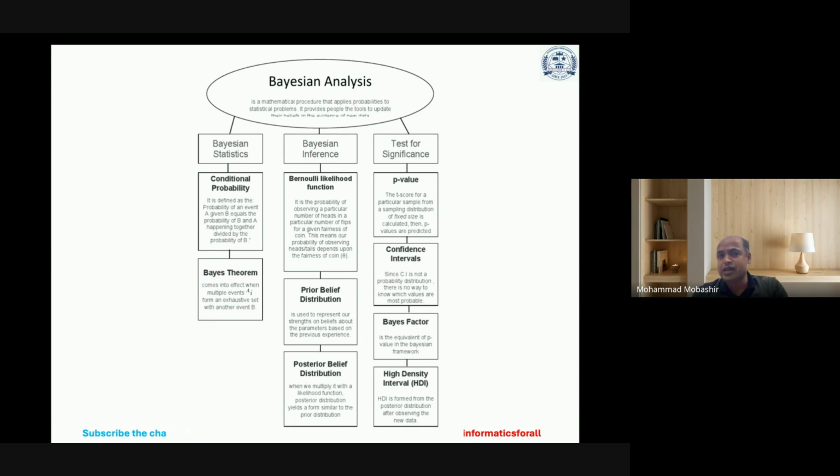That is three different things: Bayesian statistics, Bayesian inference, and tests for significance, where you can go for p-value, confidence intervals, Bayes factors, highest density intervals. So these are the summary of the Bayesian statistics which you need to be familiar with.